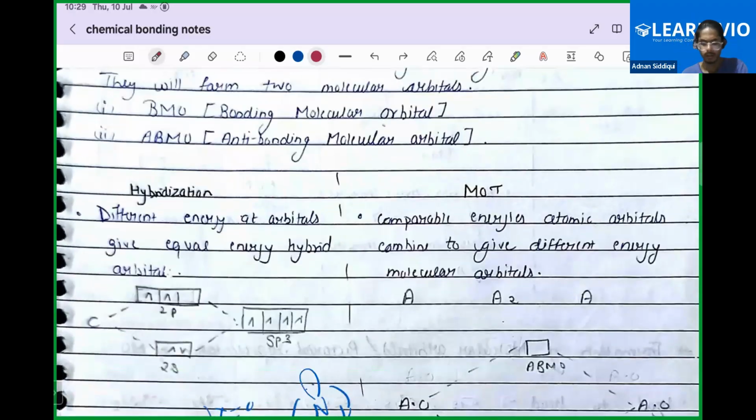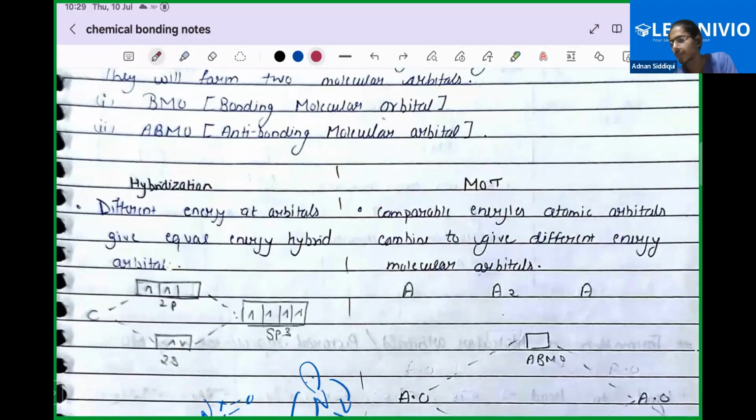We talked about a similar thing where we were merging orbitals. In hybridization, what was happening? We were again merging two orbitals to get a hybrid orbital which has equivalent energy. So how is hybridization different from molecular orbital theory? Let us talk about it.